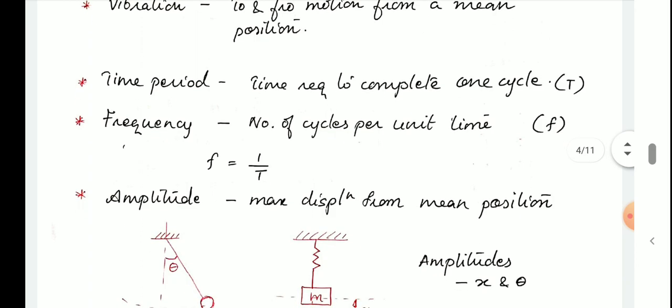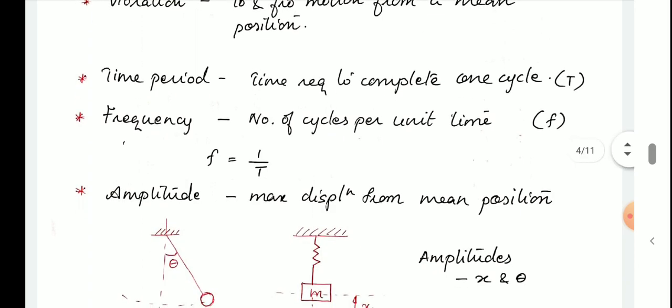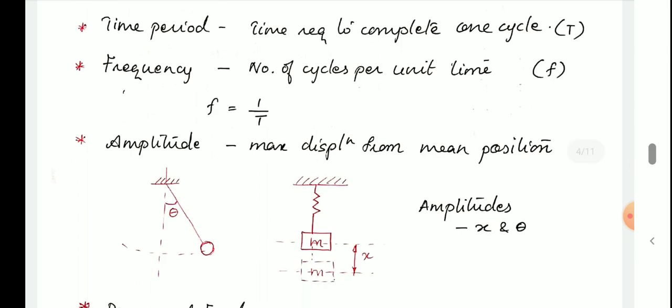Now frequency, what is frequency? The number of cycles occurring per unit time. It is given as small f. The relation between small f and time period T is its reciprocal: f is equal to 1 by T. Amplitude we have already discussed.